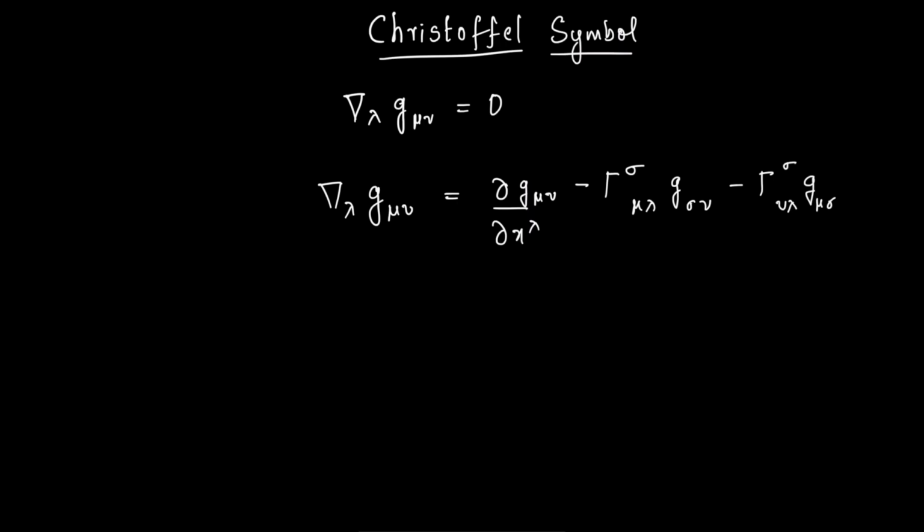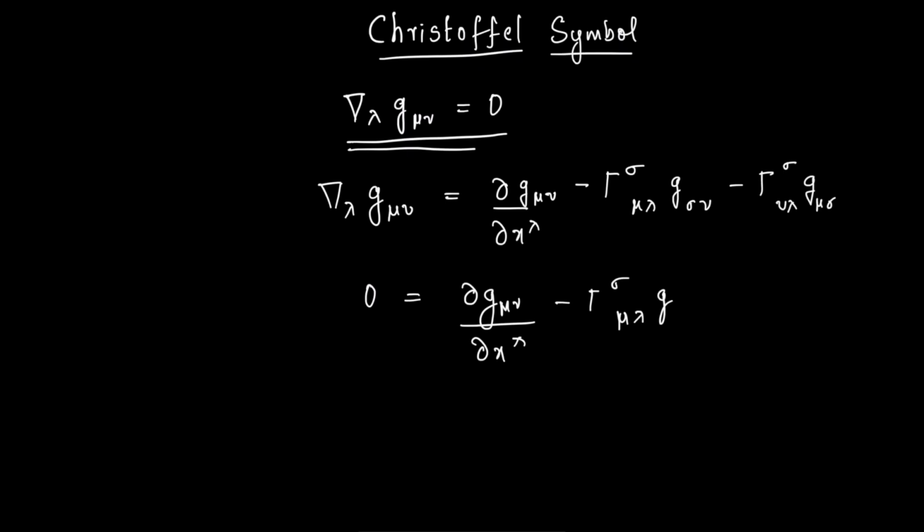Okay, but we know that the covariant derivative of the fundamental metric tensor is 0. Therefore, I substitute 0 is equal to partial derivative of G mu nu with respect to x lambda minus Christoffel symbol of sigma mu lambda G sigma nu minus Christoffel symbol of sigma nu lambda G mu sigma.